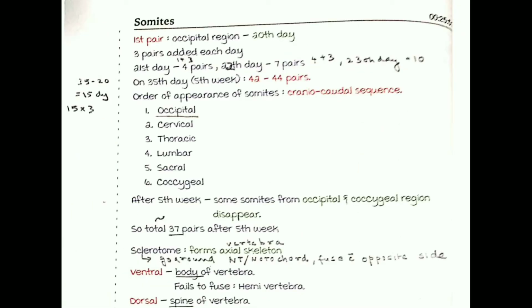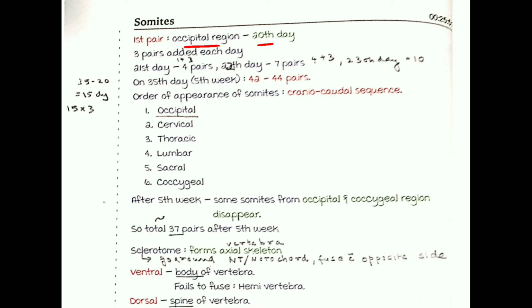So from the paraxial mesoderm, somites are formed. The first pair of somites formed from the paraxial mesoderm appears in the occipital region, and it is formed on the 20th day. Afterwards, from the 20th day, each day 3 pairs are added. For example, on the 21st day, 3 more pairs get added to the first pair, so 4 pairs are formed.